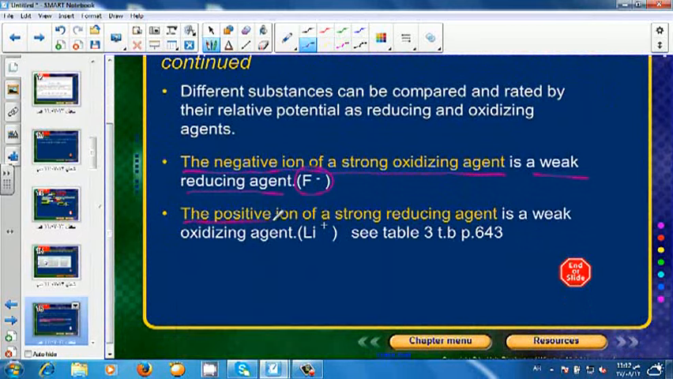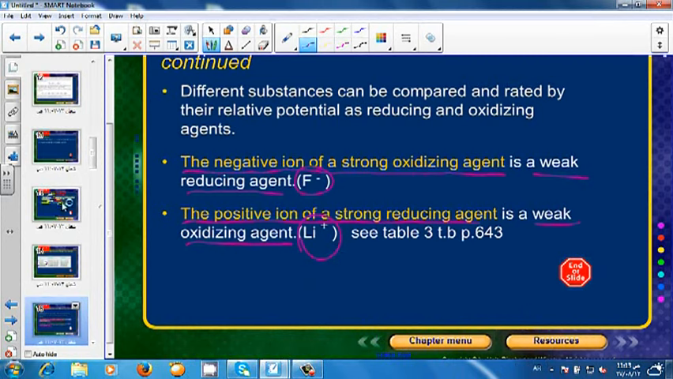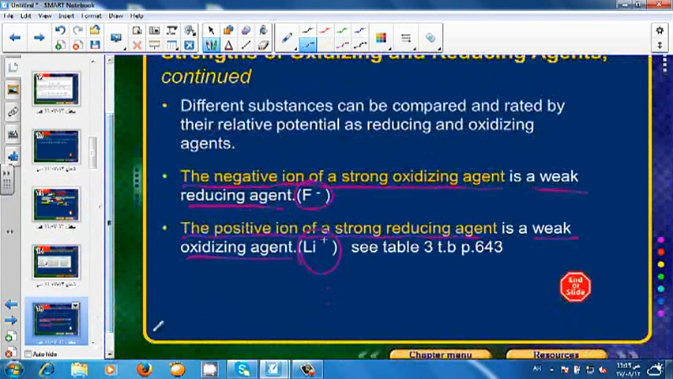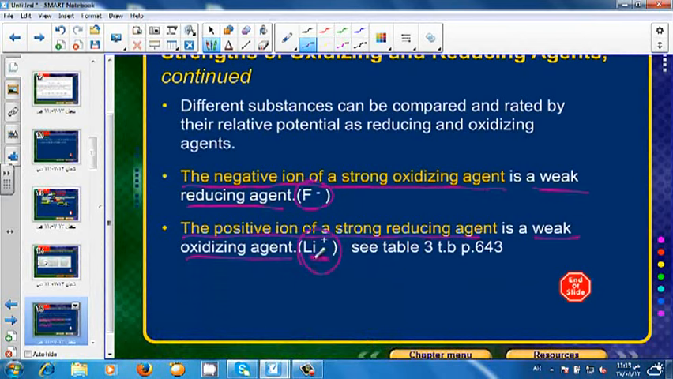The opposite applies for the positive ions of a strong reducing agent. A strong reducing agent is considered a weak oxidizing agent, like lithium ions. Lithium ions are considered weak oxidizing agents. Again, what is the oxidizing agent? It is the one that gains electrons. Do you think now that lithium ions are able to gain electrons? No, that's why they are weak oxidizing agents. So generally negative ions are weak reducing agents, and positive ions are weak oxidizing agents, because this one is already oxidized, and this one is already reduced. That's why it's weak in this action.